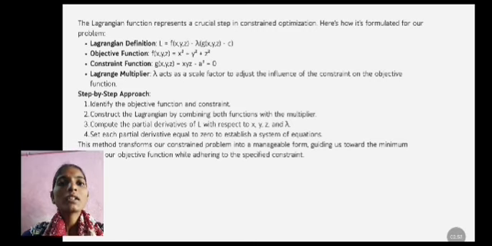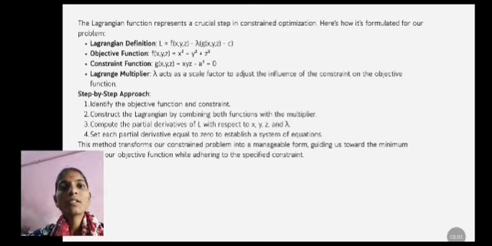Here's how it's formulated for our problem. Lagrangian definition: L equals f of xyz minus lambda of g of xyz minus c. Objective function: f of xyz equals x square plus y square plus z square. Constraint function: g of x, y, z equals xyz minus a cube equals 0. Lagrangian multiplier: lambda acts as a scale factor to adjust the influence of the constraint on the objective function.